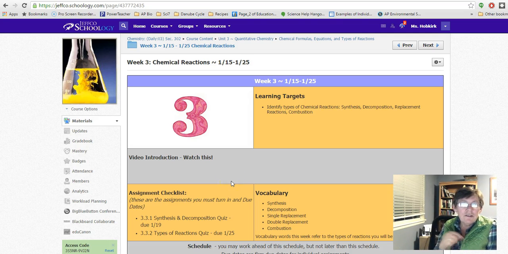In week 2 you had your first introduction to molar mass, and you also reviewed using your chemical formulas, and you got into counting moles. So we're going to take a step this week and look at types of reactions.